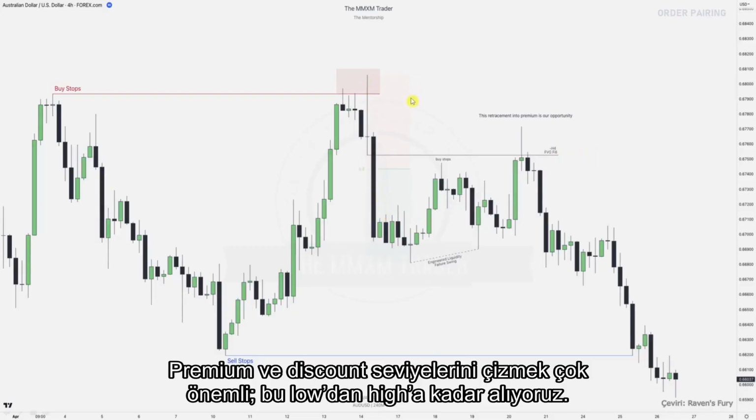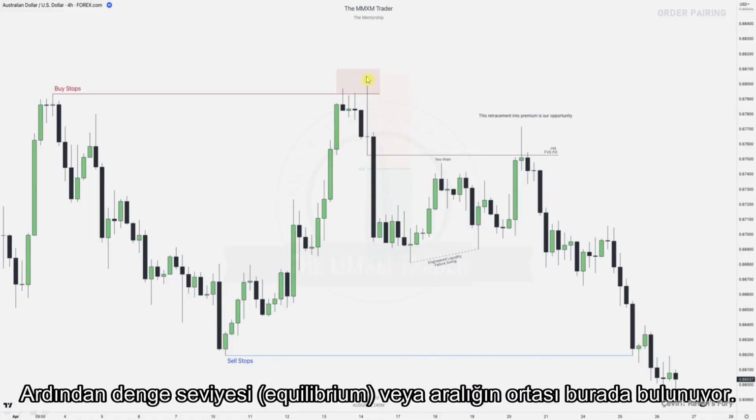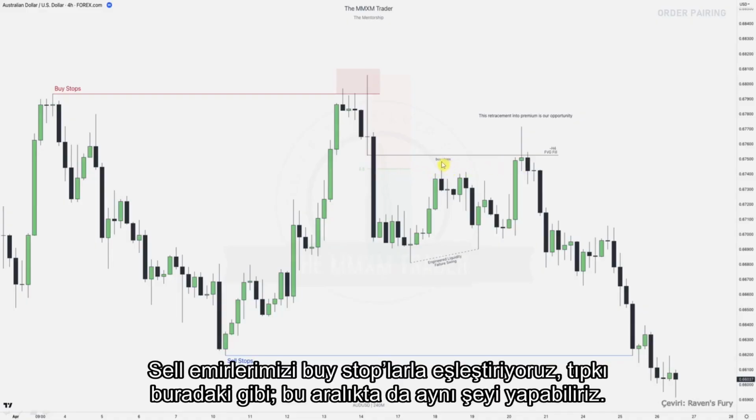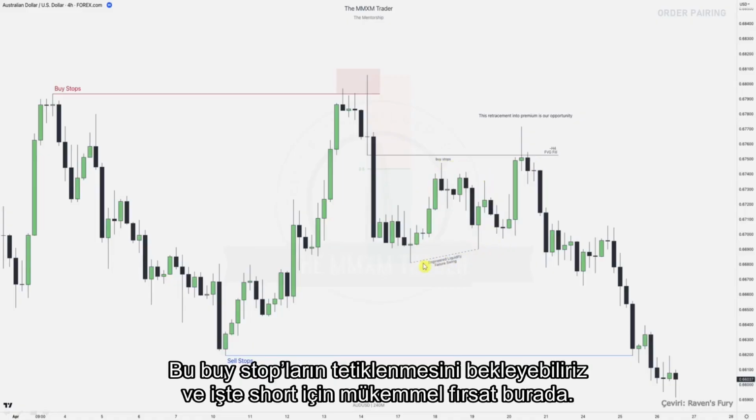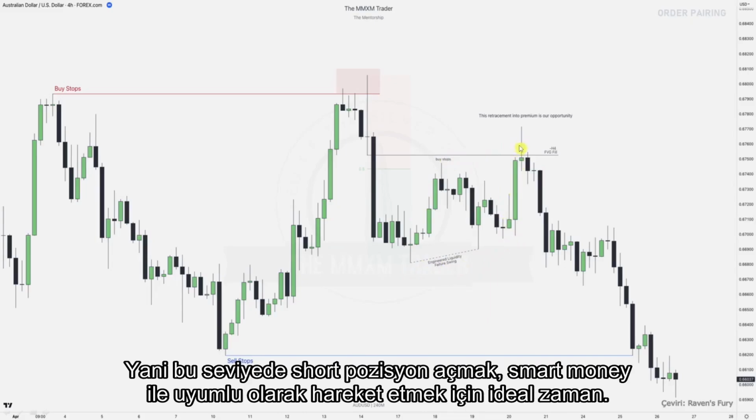Draw out your premium and discount levels. That's very important. We take out this low into this high, then equilibrium or the middle of the range is over here. Again, pairing up our sell orders with buy stops, just like we did over here. We can do the same thing over here in this range, right? We have these buy stops, and then with this engineered liquidity still being present, so there's still a target present down here. We can wait for these buy stops to get run into, and then this is the perfect opportunity to go into a short.